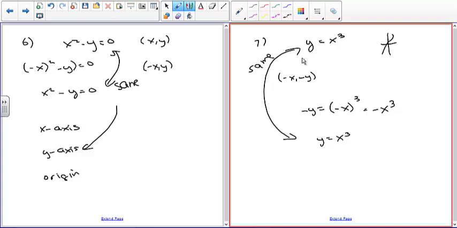So because this is the same, then it's origin symmetry. Now the question is, when do you have y-axis symmetry? Well, usually it's not a function if it's y-axis symmetric. But I'm not sure if the next example is a y-axis or an x-axis.